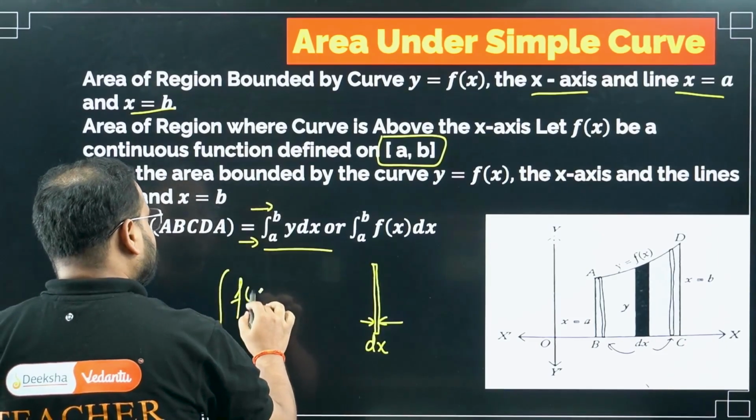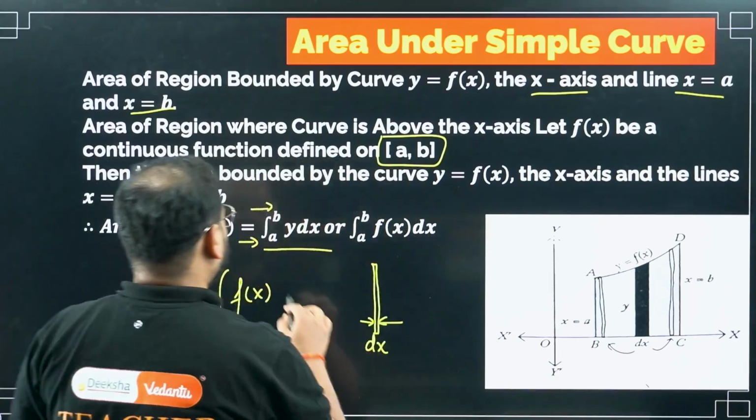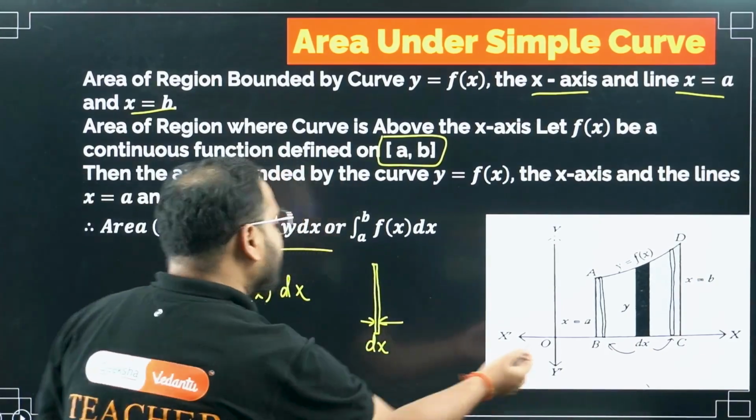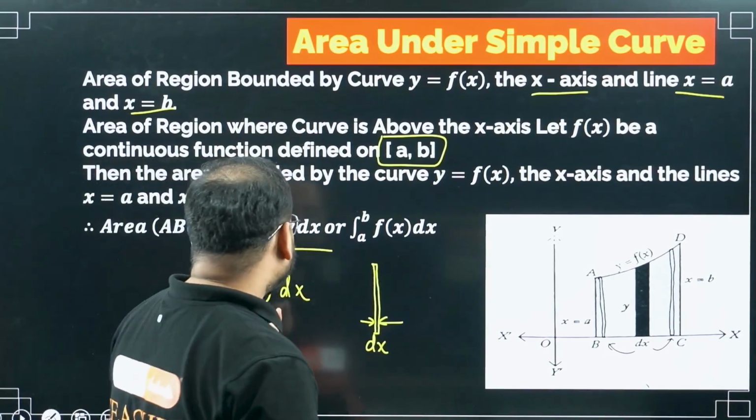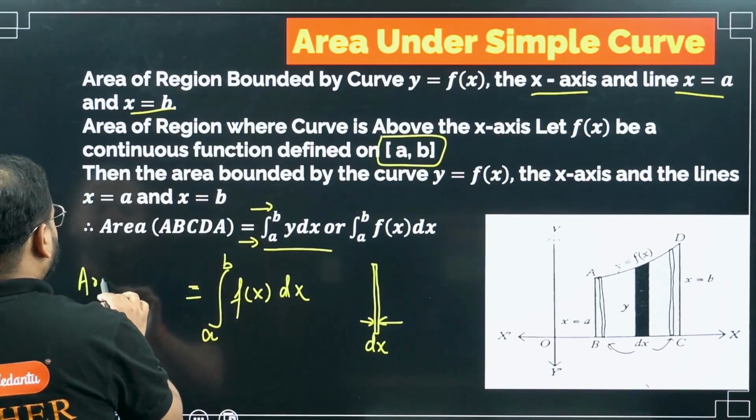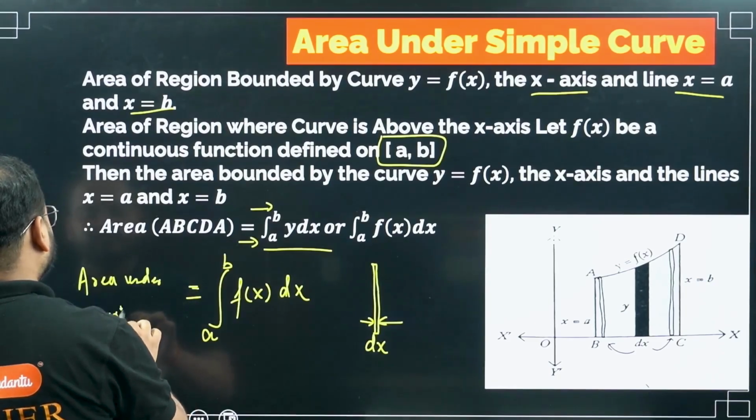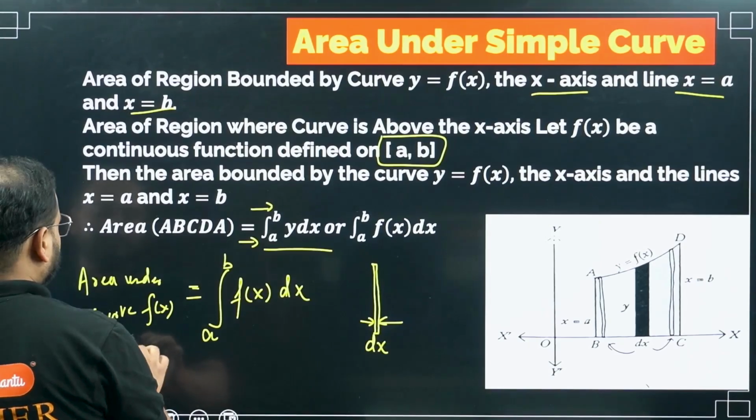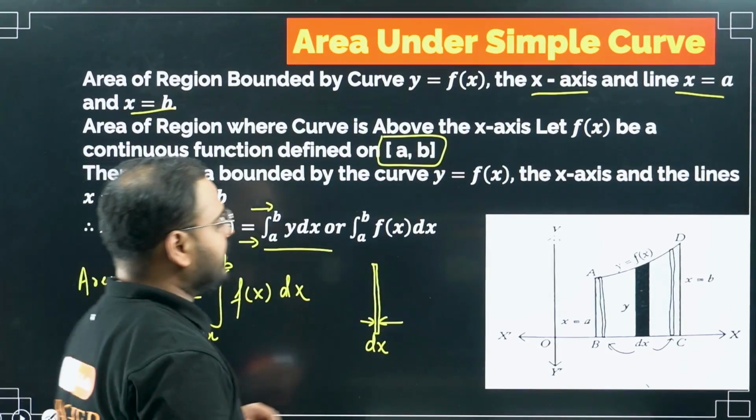Of the function f(x), with what variable? With x only. So I write f(x) dx. From where to where? The limiting conditions, the boundaries. The boundaries are from a to b. Then we'll end up with what? We'll end up with the area enclosed, or area under the curve f(x), with limits from a to b.